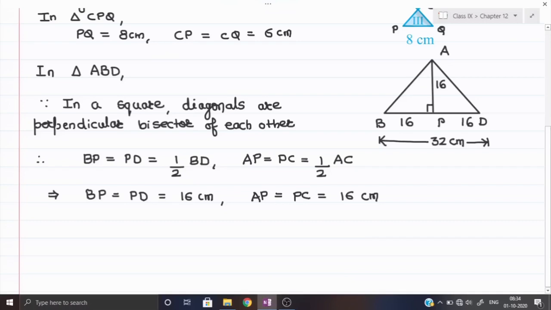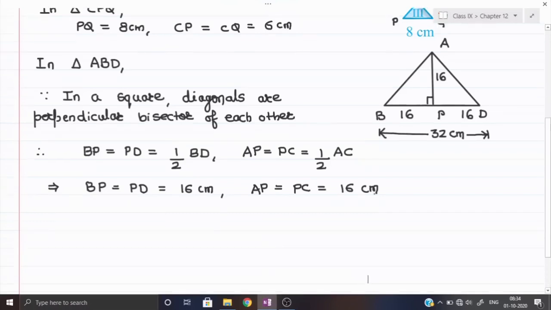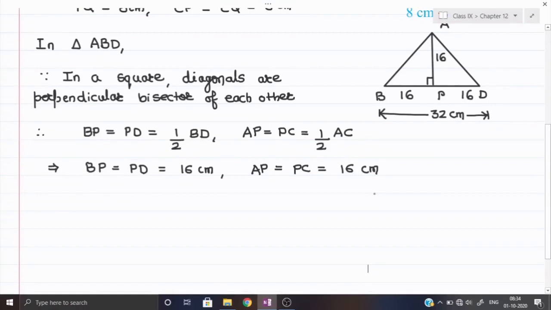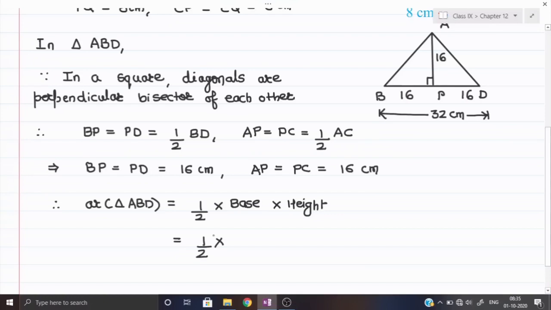Now here already we have mentioned the diagonals are perpendicular to each other. So at the point P, the angle is going to form of 90 degree. So now from here we can say that therefore area of triangle ABD is equal to 1/2 into base into height. That is a formula. This formula definitely we can use to calculate the required areas. So here 1/2 into, now see who is my base and who is my height. Look at the triangle ABD once again.